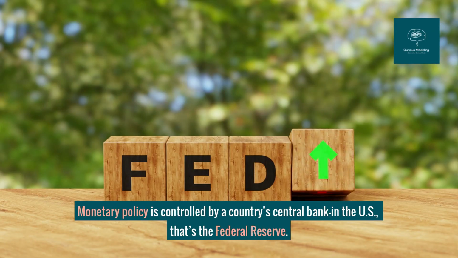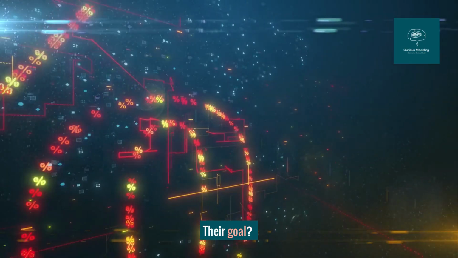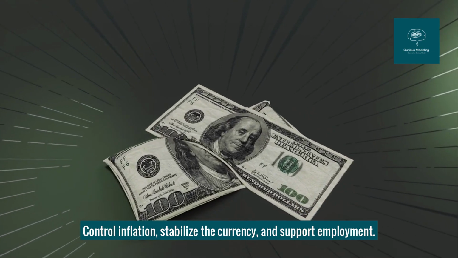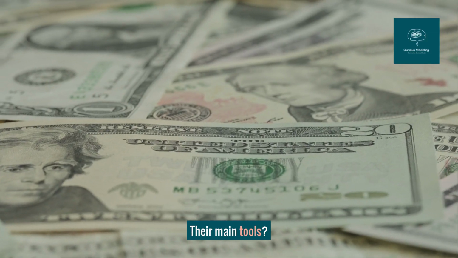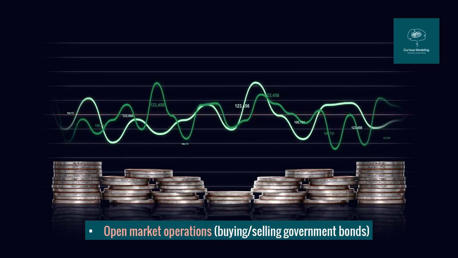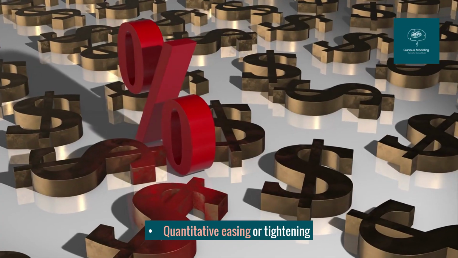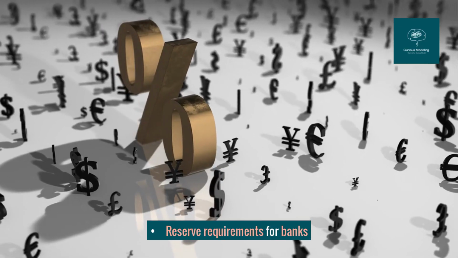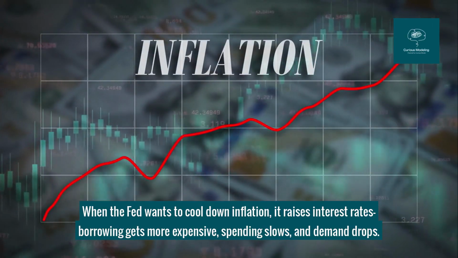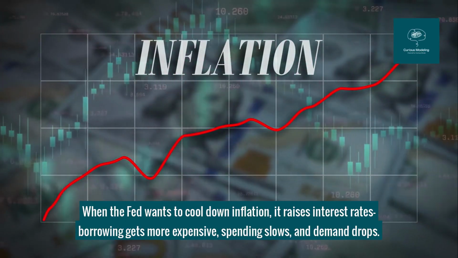Monetary policy is controlled by a country's central bank. In the U.S., that's the Federal Reserve. Their goal: control inflation, stabilize the currency, and support employment. Their main tools: setting interest rates, the federal funds rate; open market operations, buying and selling government bonds; quantitative easing or tightening; and reserve requirements for banks. When the Fed wants to cool down inflation, it raises interest rates. Borrowing gets more expensive, spending slows, and demand drops.